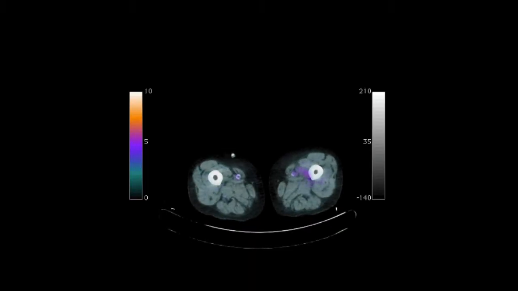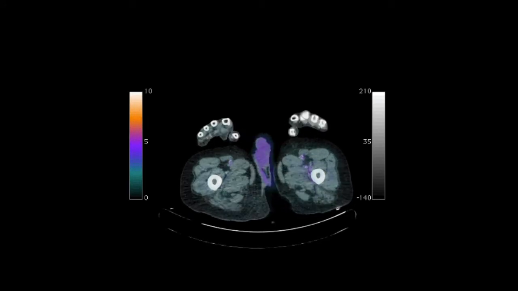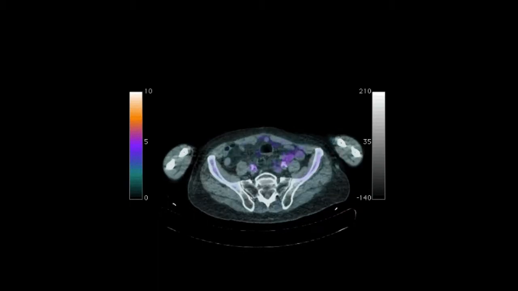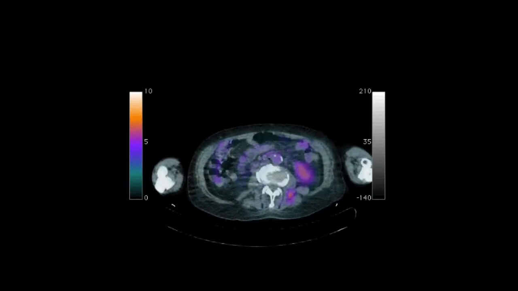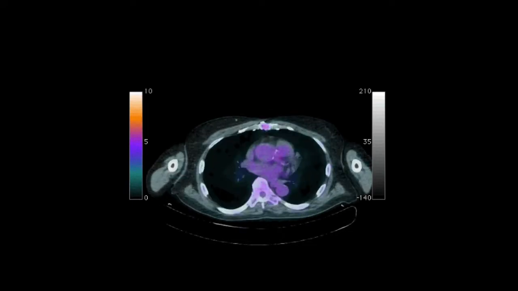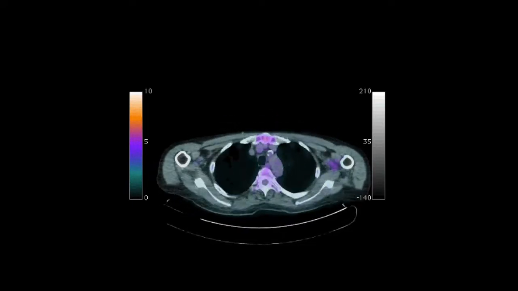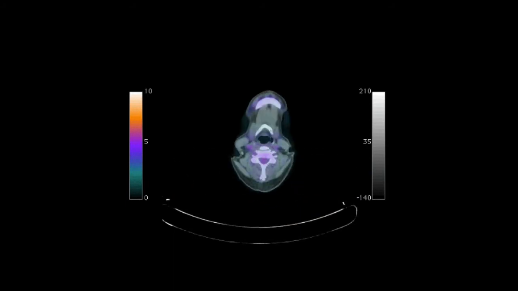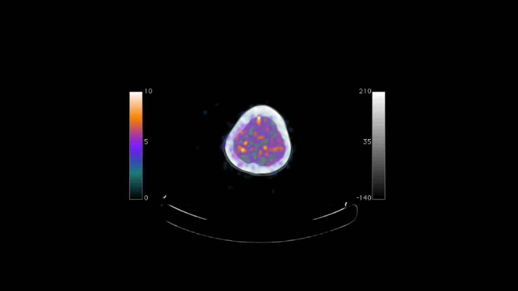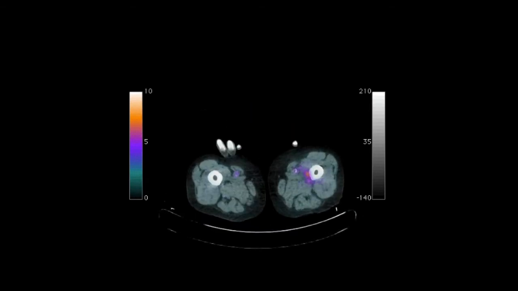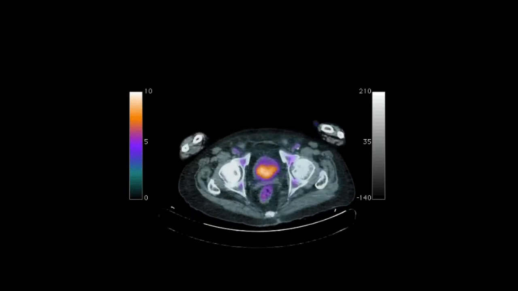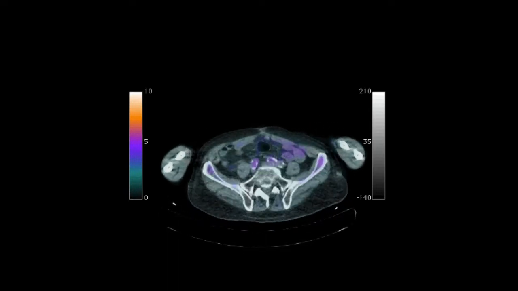This is the FDG PET of the patient, and I'm just going to let it run through. First of all, we realise that FDG PET is whole body imaging. Don't worry, we're coming to the heart now. We'll let that repeat, just so you can get a concept of what's going on with this patient.